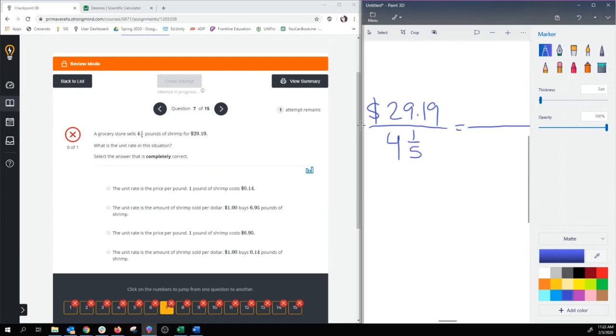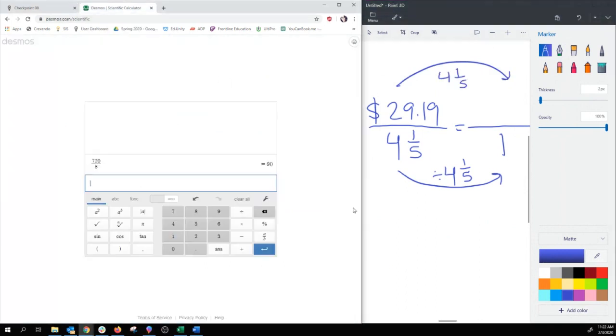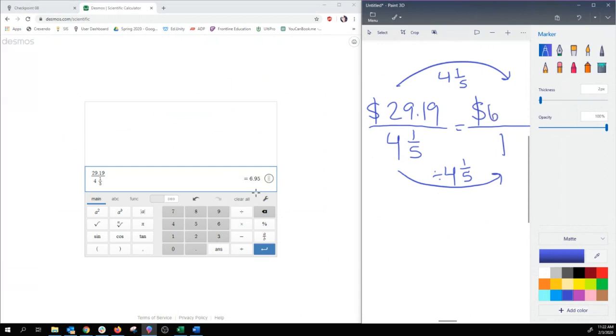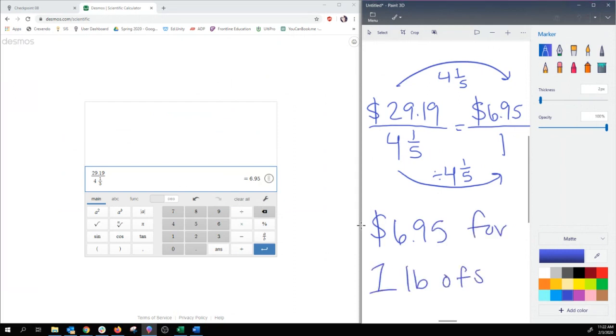So for a unit rate, I need a 1 on the bottom, right? So I'm going to divide top and bottom by my denominator. So I'm going to divide this by 4 1/5. Then let's type this into Desmos. So I have 29.19 divided by 4 1/5, which tells me that it is $6.95 for 1 pound of shrimp.